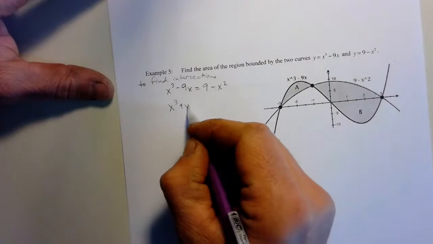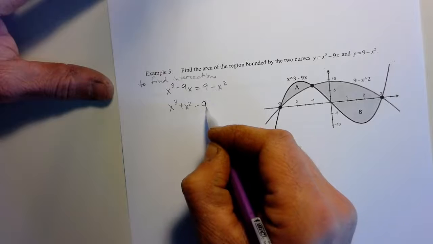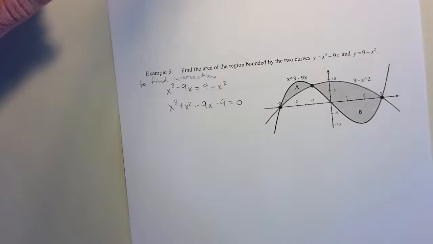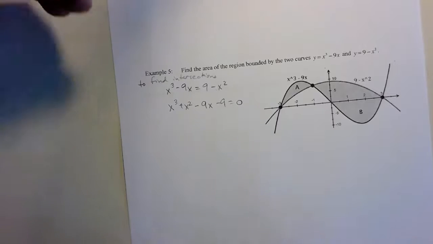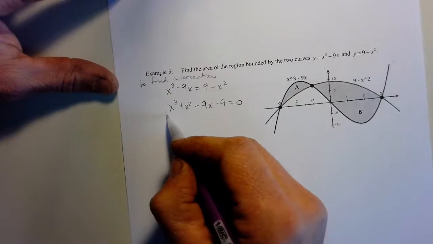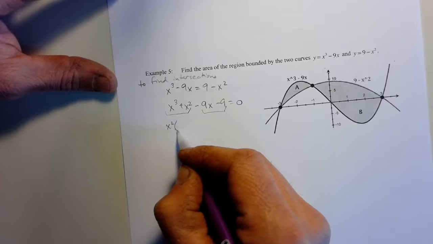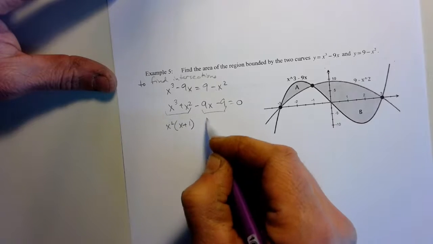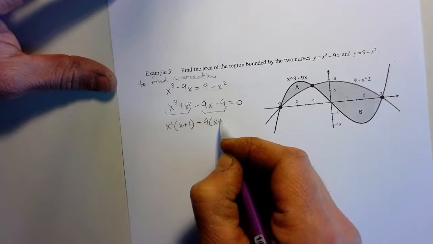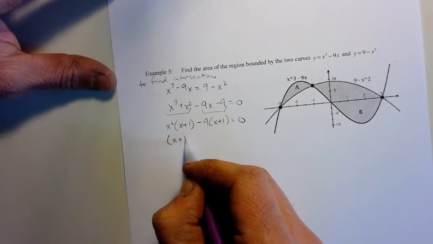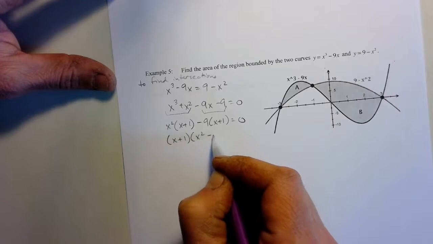This equals 0. And I think now I need to factor it. The technique I'm going to use to factor this is factor by grouping. So I factor out an x squared there. And I factor out -9 there. And then I can take out the x plus 1. So, factor by grouping, back from Algebra 1 days.